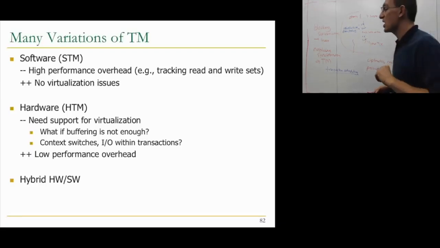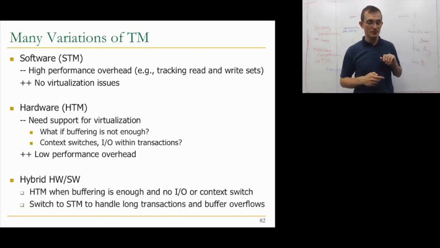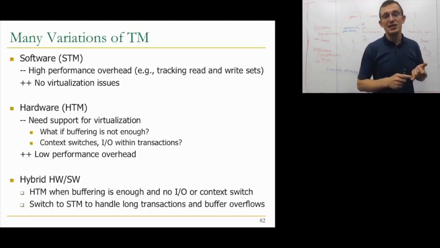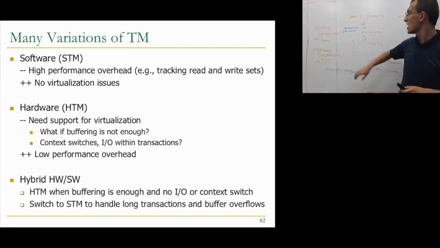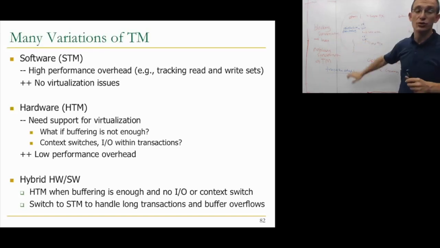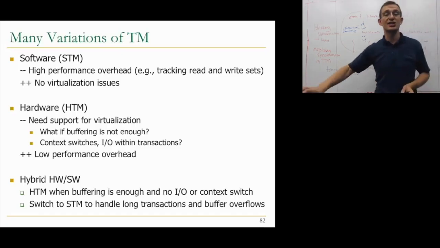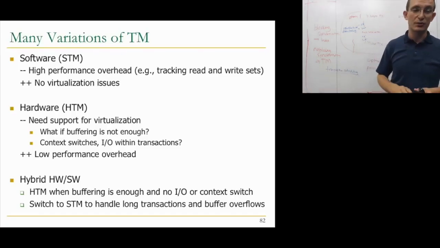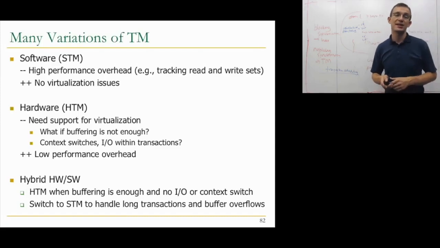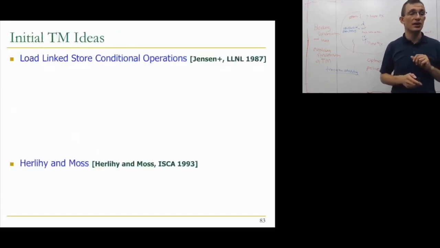People have looked at hybrid hardware-software mechanisms, and as you can imagine, it's a heterogeneous approach. Basically, the basic idea is when buffering is enough and there's no I/O or context switch, use hardware transactional memory such that you get low performance overhead in executing transactions, and switch to software transactional memory to handle long transactions and buffer overflows and I/O and context switches, basically. That's the idea. And I'd encourage you to read papers related to it. There's been significant literature on this.